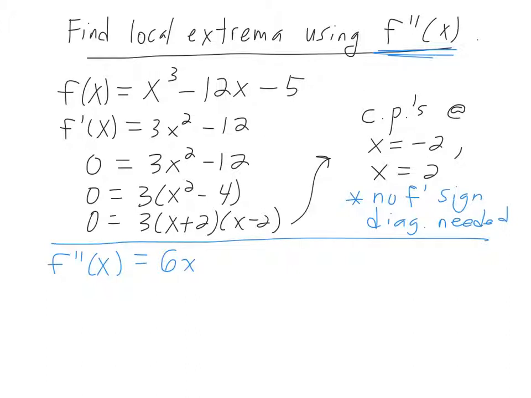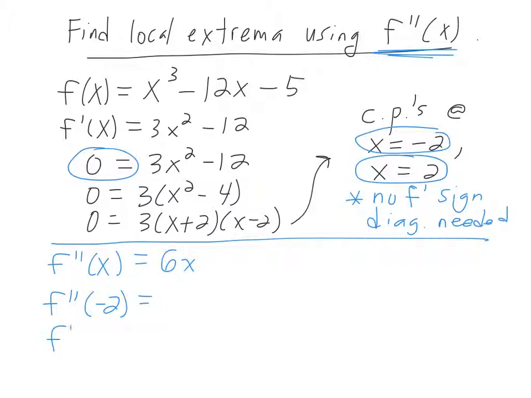Now, what we're going to do is take these values of negative 2 and positive 2. At each of these values, we know that the derivative was equal to 0, because that came from setting our derivative equal to 0. So we're now going to take each of these values and plug it into the second derivative. If I plug negative 2 in, I'm going to get negative 12. If I plug in positive 2, I get positive 12. So let's think about what this is telling us.